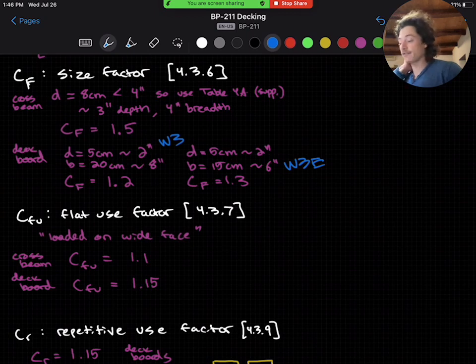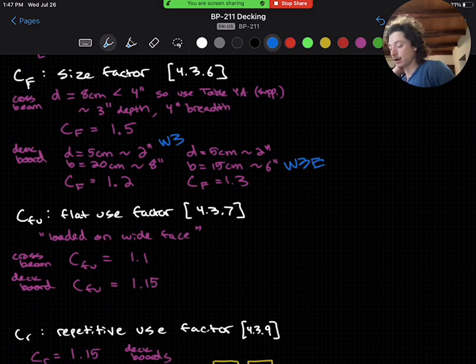Next, we have CFU, which is our flat use factor from 4.3.7. Because our beam is loaded on the wide face, we get a CFU value of 1.15 for the deck board and 1.1 if we're using a wooden crossbeam.